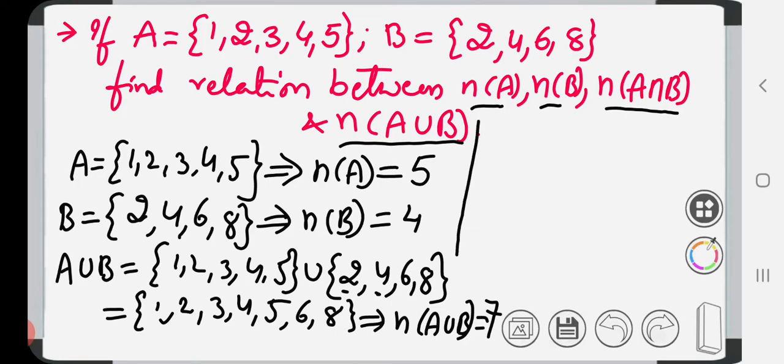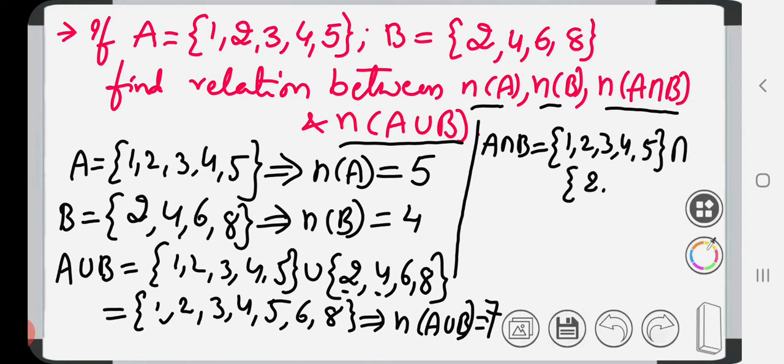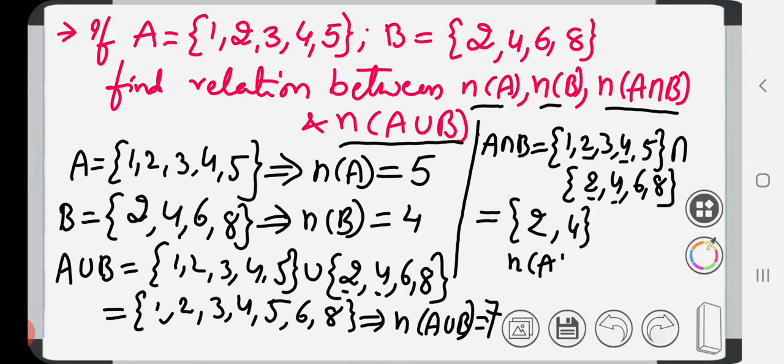Now come to A intersection B. A intersection B is equal to, we have to write the A value, that is {1, 2, 3, 4, 5}, intersection the B value, that is {2, 4, 6, 8}. Now we have to write the intersection. So 2, 2 both are common, 4, 4 both are common. We get only 2 elements. That means n(A intersection B) is equal to 2.